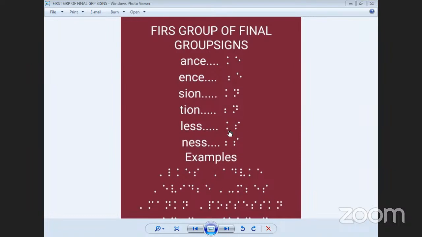And then the last pair, we are having less and ness. Like when you are writing 200 shillings less, how are we going to write that less? We will have dot 46S for less, and dot 56S giving us ness.